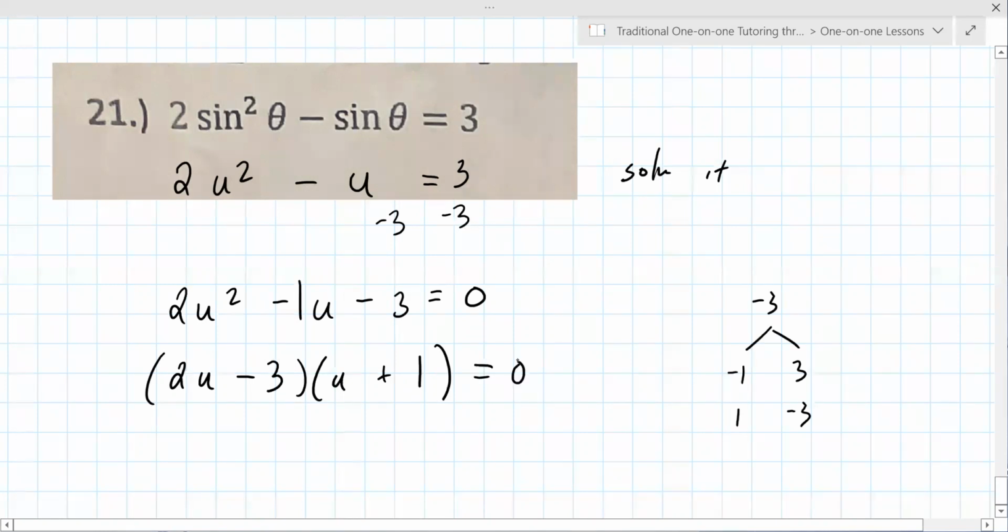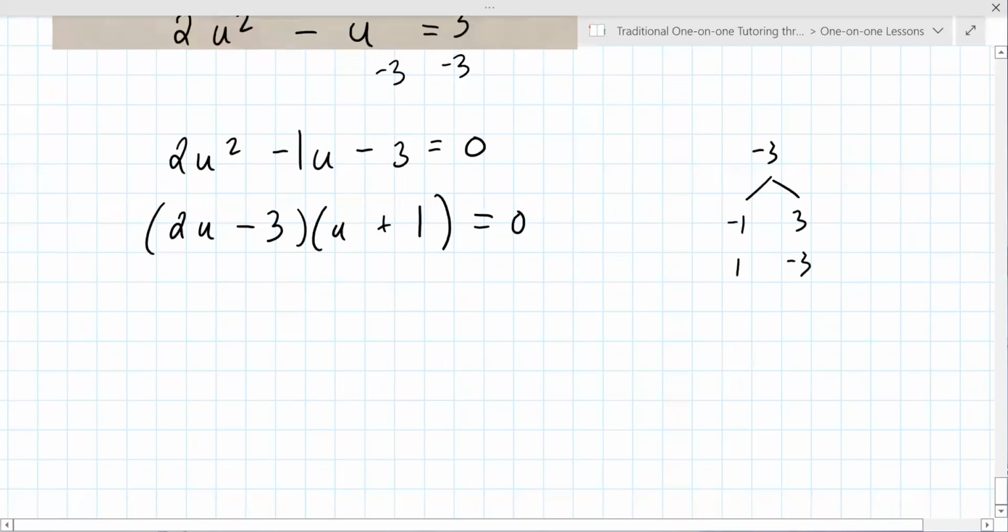From here, you're used to setting each of these equal to 0 and solving for u. On the left here, you would add 3 and divide by 2, so u is 3/2. On the right here, u is -1. But you have to remember to back substitute.